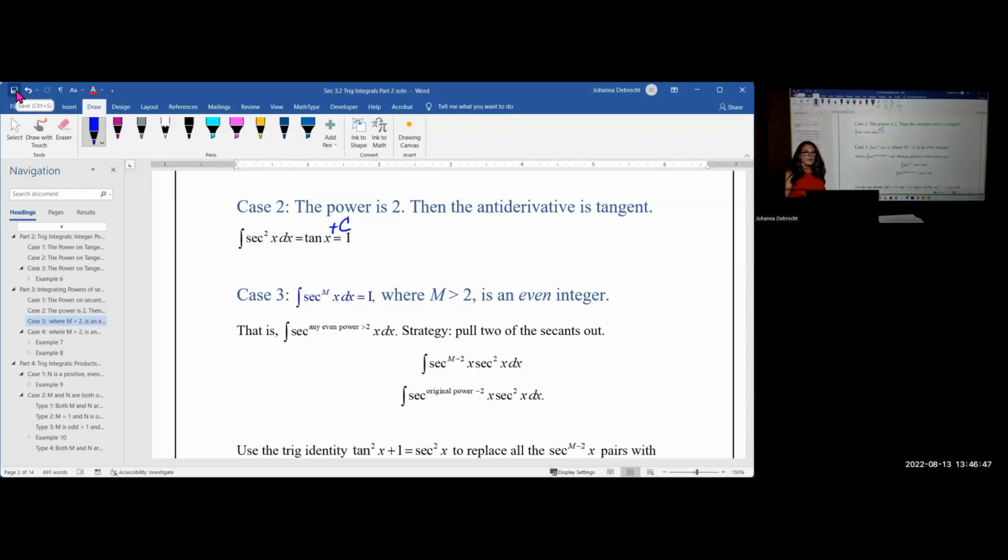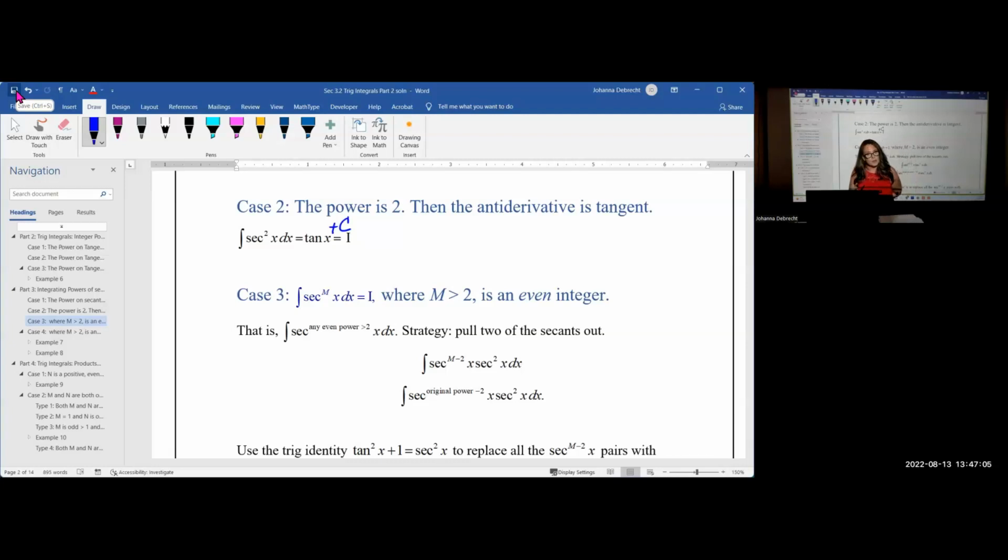So we've dealt with secant to the first, we've dealt with secant to the second. What if we have a power on secant which is greater than 2? Well, then we have two possibilities. It's an even integer or it's an odd integer. And I hate to tell you this, but they're different.